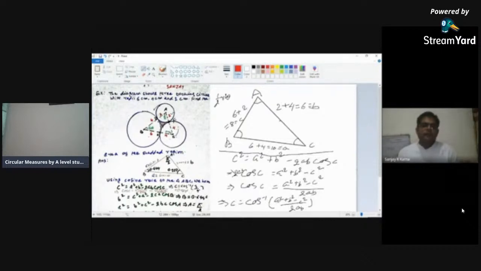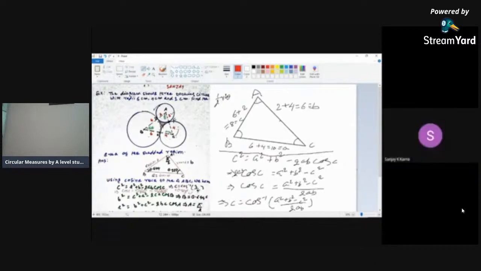In this case, the value of angle C is obtained by this method. If you put all these values over here, then it is cos inverse of 3 by 5. Take a calculator in radian mode, and put cos inverse of 3 by 5, your value will be 0.927 radian. So this value of C is 0.927.